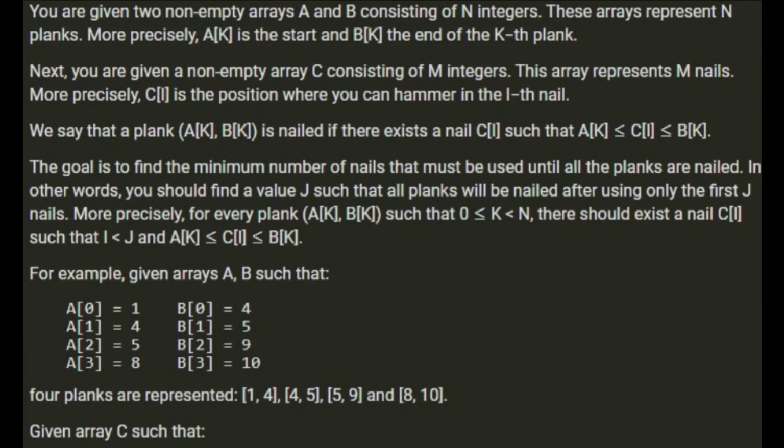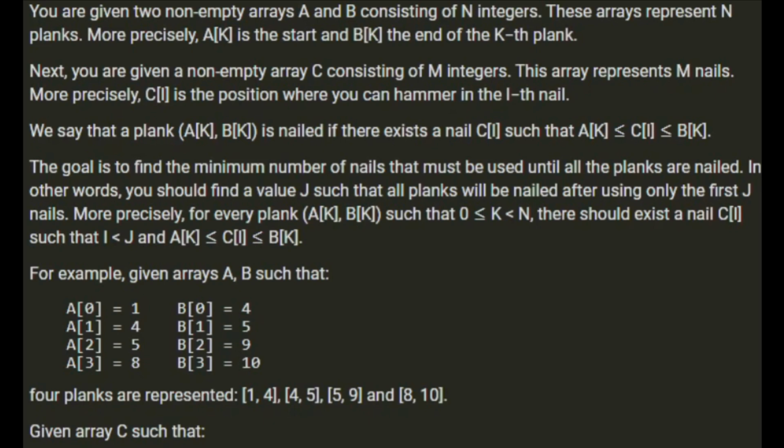More precisely, A[K] is the start and B[K] is the end of the Kth plank. Next, you're given a non-empty array C consisting of m integers. This array represents m nails. More precisely, C[i] is the position where you can hammer the ith nail. We say that a plank A[K], B[K] is nailed if there exists a nail C[i] such that A[K] is less than or equal to C[i], which is less than or equal to B[K]. The goal is to find the number of nails that must be used until all the planks are nailed.